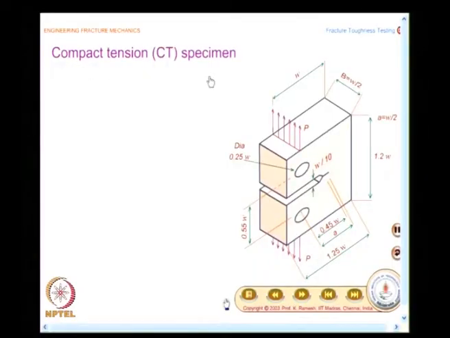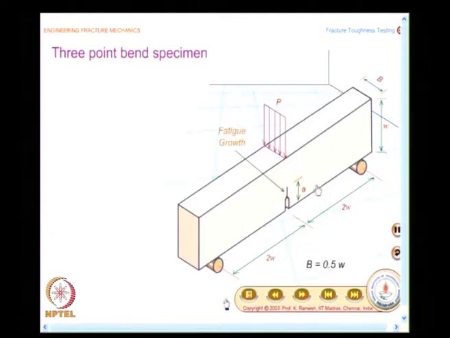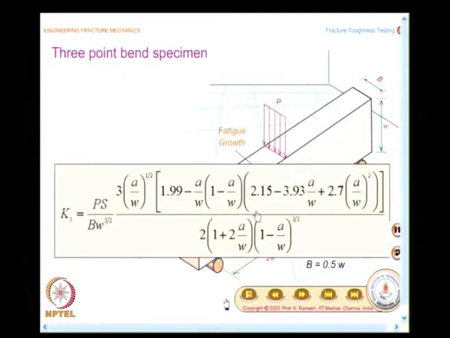We were looking at various specimens that are used for plane strain fracture toughness. We saw the compact tension specimen, then we moved on to the 3-point bend specimen. I said this is a very popular specimen mainly because it is simple to fabricate and even the loading fixtures to load it in the machine are easier to make. We have also looked at the value for stress intensity factor.